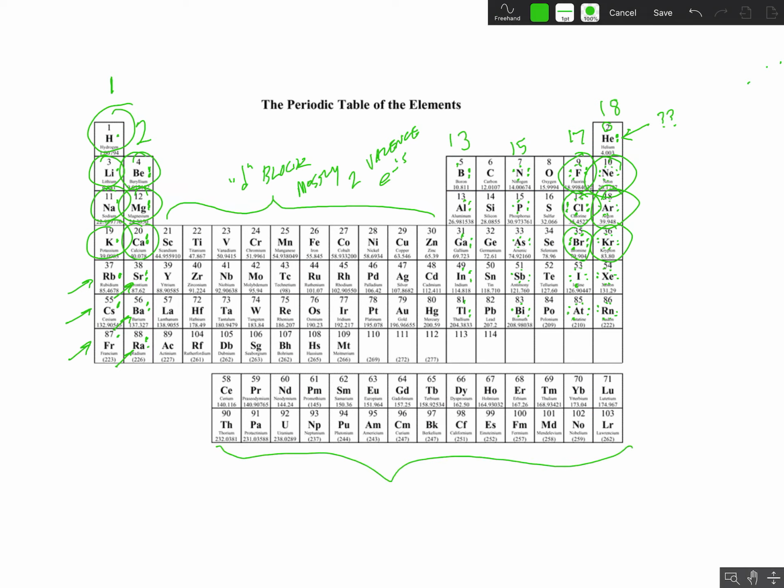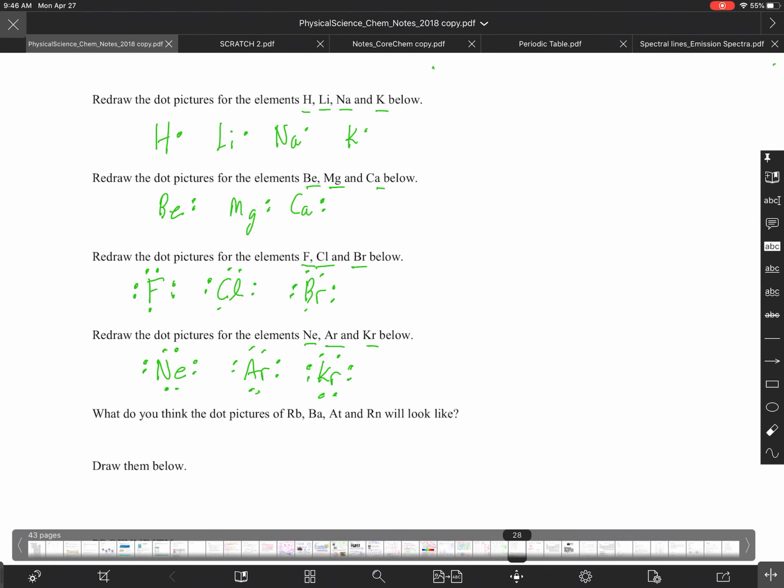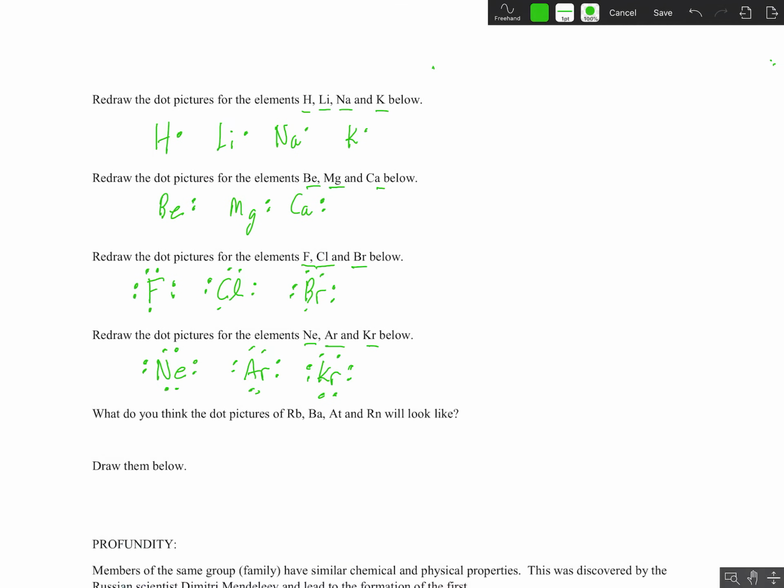All right, well, let's go back to our notes and see where we are. And it looks like I want you to draw the dot pictures for rubidium, barium, astatine, and radon. So why don't you find them on your periodic table and go ahead and draw them in the space below. I'm going to give you a few minutes to look at your periodic table, find them, and then figure out what their dot pictures would be. So go ahead and pause your video right now, and when you're ready, press play and we'll see how you did.